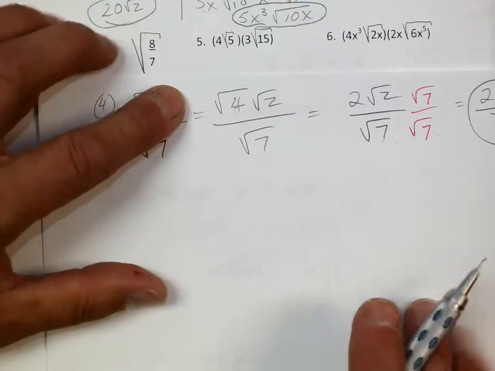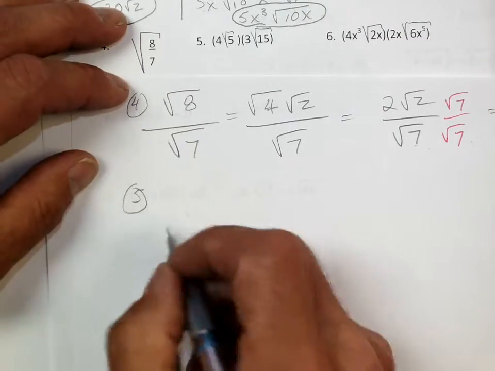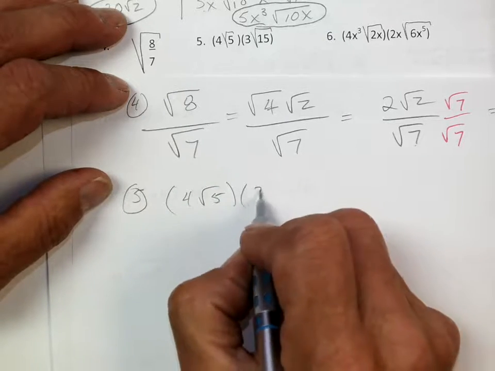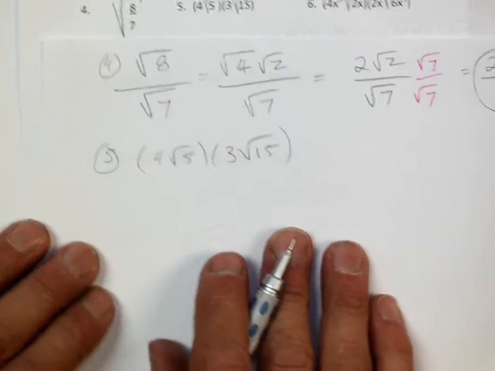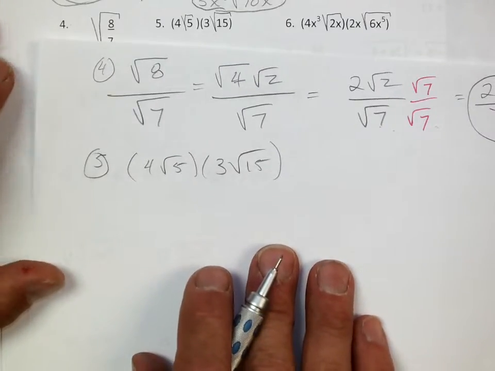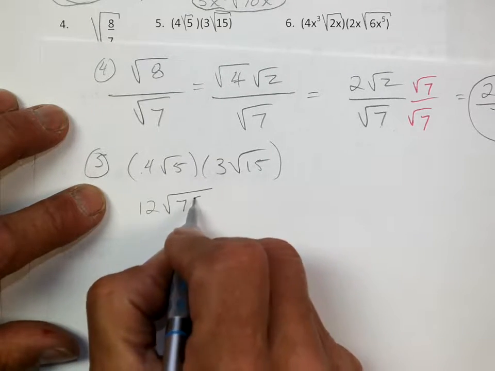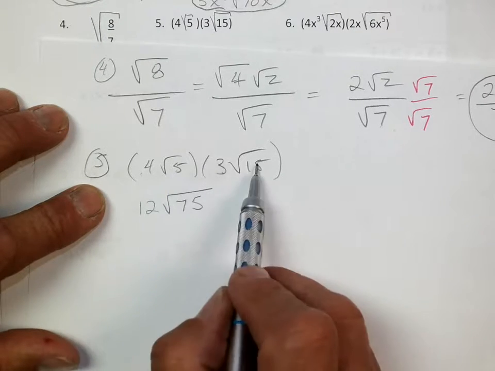Okay, number 5. Again, I don't know if I have enough room. I might have enough room. I'll just do it on a separate sheet of paper, okay? I've got 4 square roots of 5 times 3 square roots of 15. Okay, so I'm just going to multiply. I'm going to multiply and have a 12 square roots of 75. Just multiplied regular number with regular number, square root number, okay?